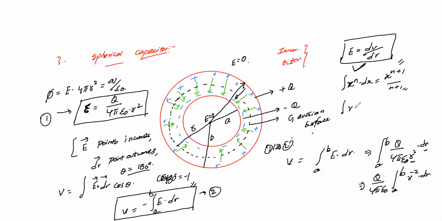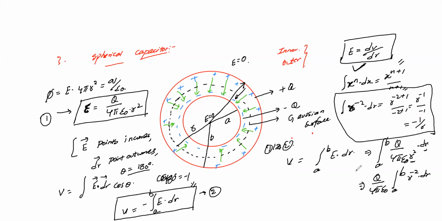So here the integral of r power minus 2 into dr is equal to r power minus 2 plus 1 by minus 2 plus 1, which is r power minus 1 divided by minus 1. I'll write it as minus 1 by r. So it is Q by 4 pi epsilon naught into minus 1 by r, with the limits A to B.